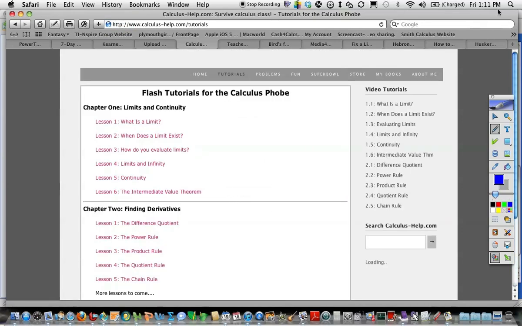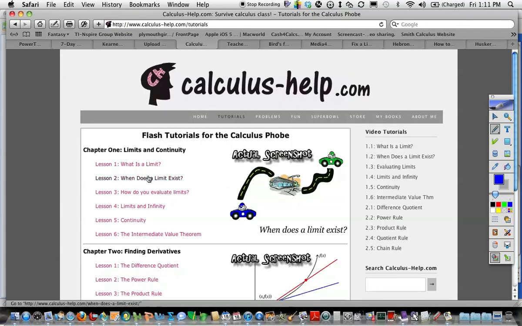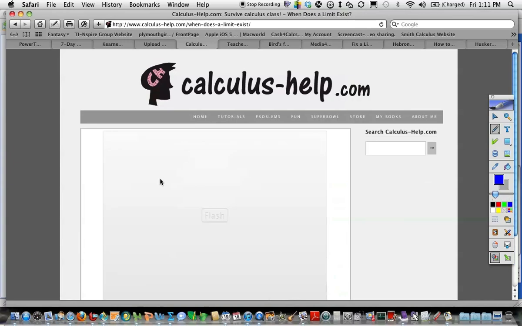Okay, so we had talked over here about one that does not exist. We don't say limits are undefined. Functions are undefined. Limits either exist or do not exist. Okay?